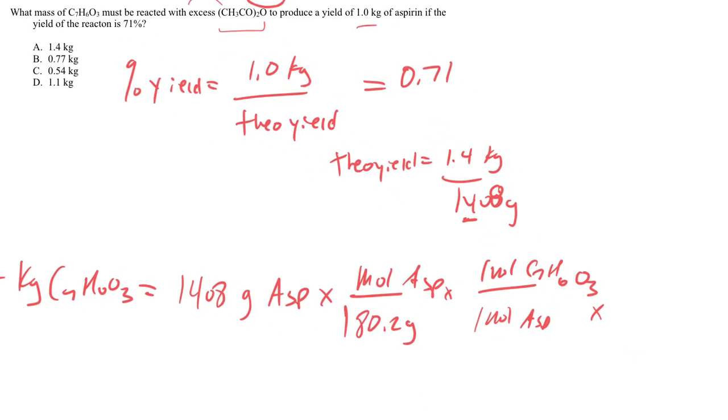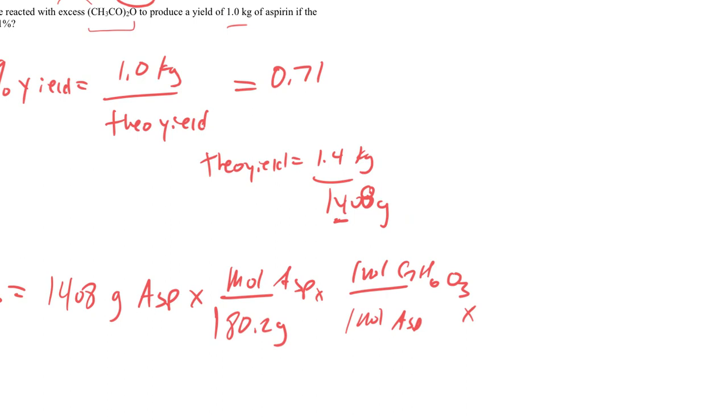And then the molar mass of C7H6O3 is 12.01 times 7 plus 1.008 times 6 plus 16 times 3, which is 138.1 grams per mole. And this is, of course, backwards. So we want the mole in the denominator, so we want 138.1 grams per mole of C7H6O3.